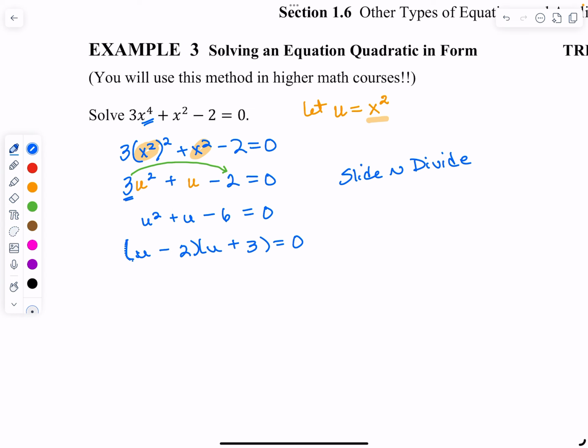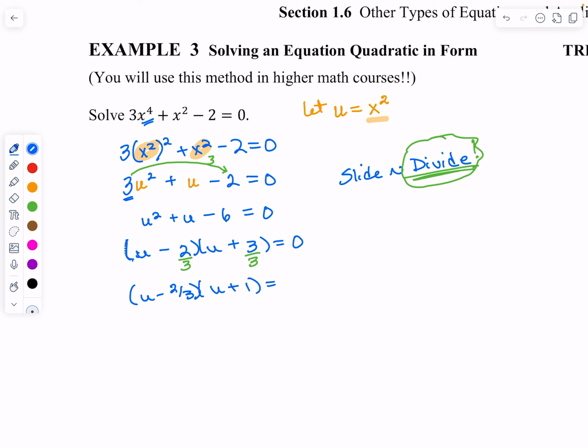All right, so it's called slide and divide. And that's where most people mess up, is the divide. Whatever you slid, we slid the 3, that's what we divide by, right? The number you slide is the number you divide. So that's going to be u minus 2/3 and u plus 1, okay?